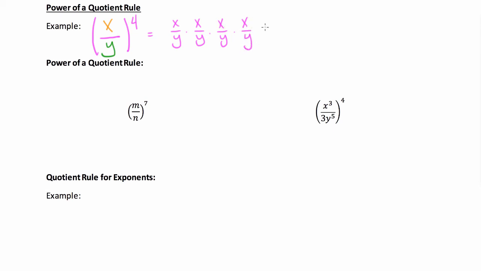And now the way that multiplication of fractions works is I just multiply straight across the top. So I end up with x to the fourth. I multiply straight across the bottom, and I end up with y to the fourth. So what this rule says in general is, if I have some fraction a over b, and that is being raised to a power, say n, that's going to be a to the n over b to the n.